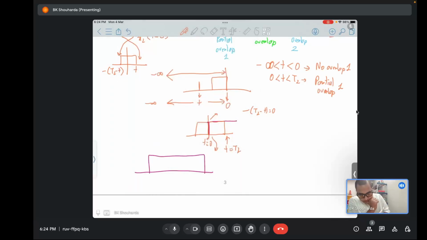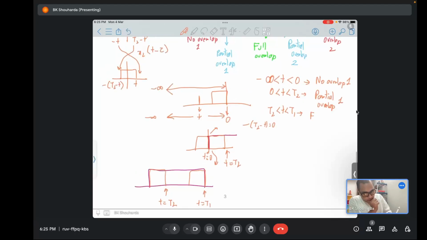And then when do you have the full overlap? Full overlap starts from t equals to t2 till t equals to t1. So t2 till t1, this is full overlap.